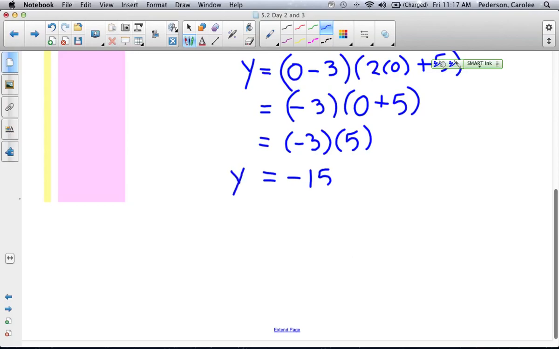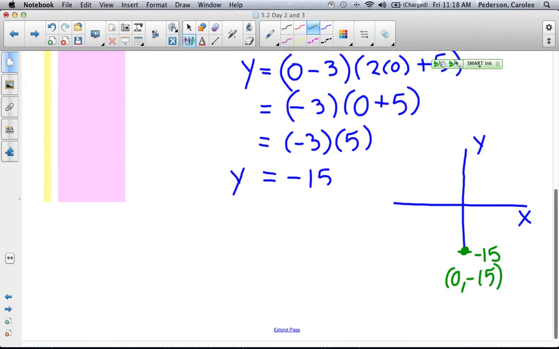Step 3 is to now write that as an ordered pair. So imagine your coordinate plane. This is your x-axis and this is your y-axis. That ordered pair is going to be down 15 units on the y-axis. That ordered pair then is over 0, down negative 15. So writing it as an ordered pair, it's 0 and then negative 15.